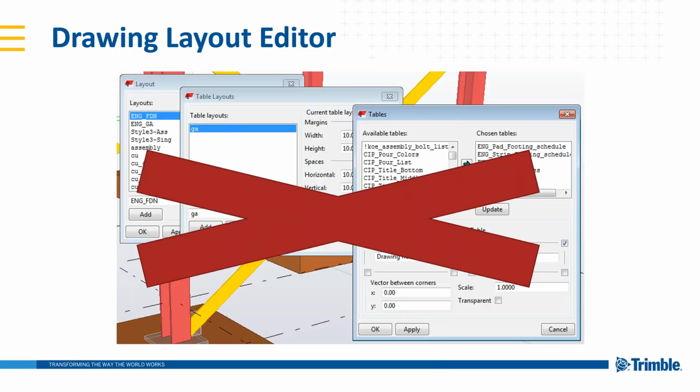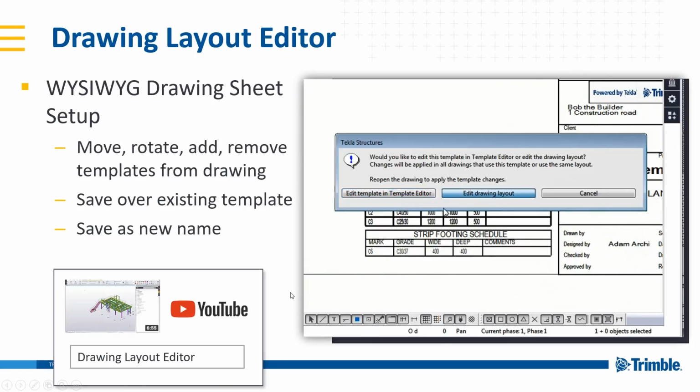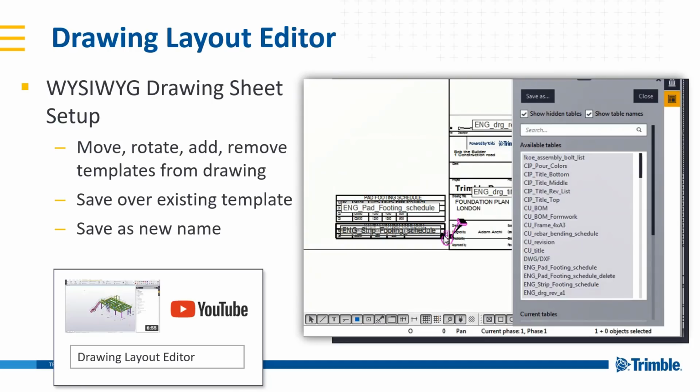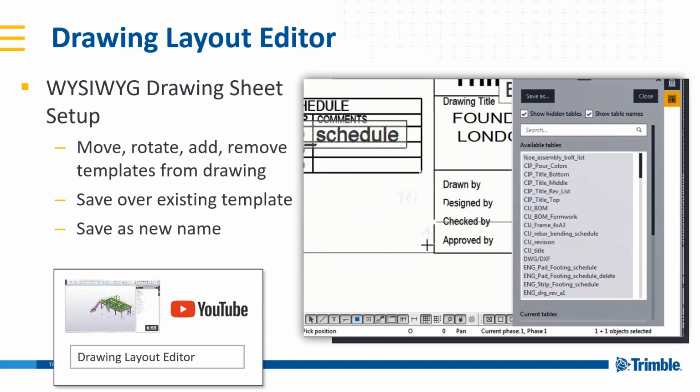Next is the Drawing Layout Editor. This is a brand new tool. If you've ever used Tekla Structures before and had to create the table layout utilizing many of these dialog boxes, don't worry about that any further. We have a newer, better tool for you now, and that's this tool called the Drawing Layout Editor. It is very much a what you see is what you get. That's what this acronym stands for, Drawing Sheet Setup, allowing you to move, rotate, and add templates to your drawings, and either save over an existing template or save with a new name.